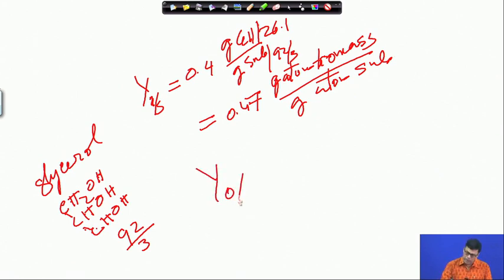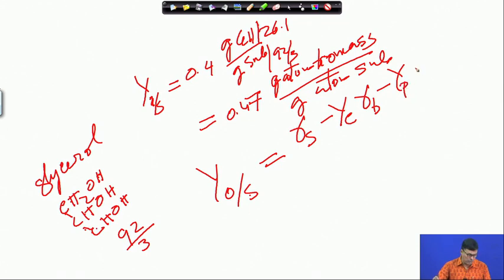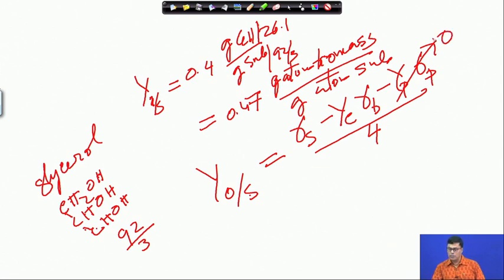Now what is Yo/s? It is the gram of oxygen required per gram of substrate consumed. It can be written like this: gamma S minus Yc into gamma B minus Yp into gamma P, divided by 4. Here we don't have any product other than biomass, so we can assume P is 0, because biomass is the only product. Now if you put the values here, you will get 0.687.